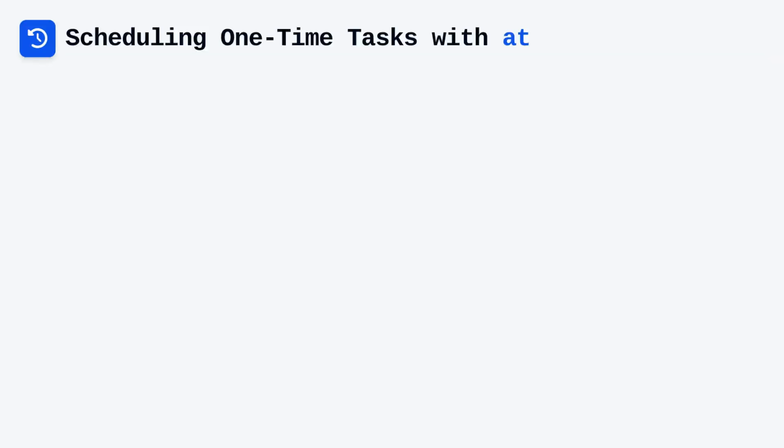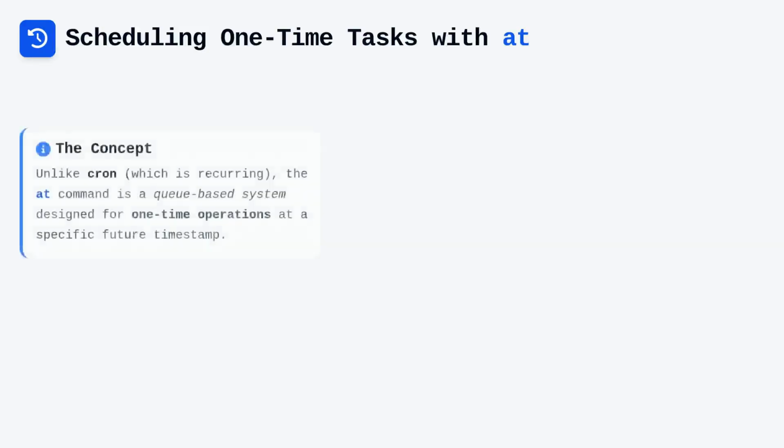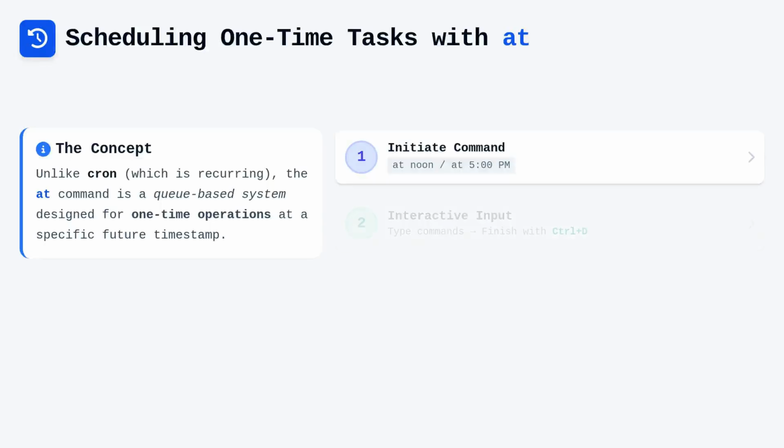Sometimes the requirement is not to run a task on a recurring basis, but rather to perform a one-time operation at a specific time in the future. For this, we turn to the at command, which provides a queue-based system for delayed execution. When you run it followed by a time, such as noon or 5 p.m., the utility opens an interactive prompt where you can type the commands you wish to execute.